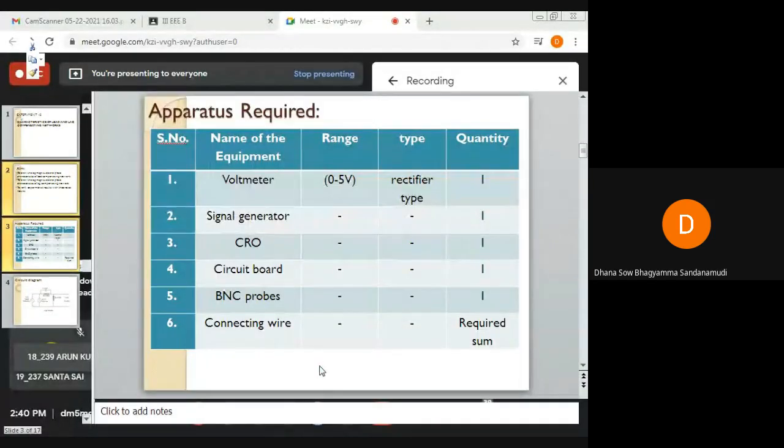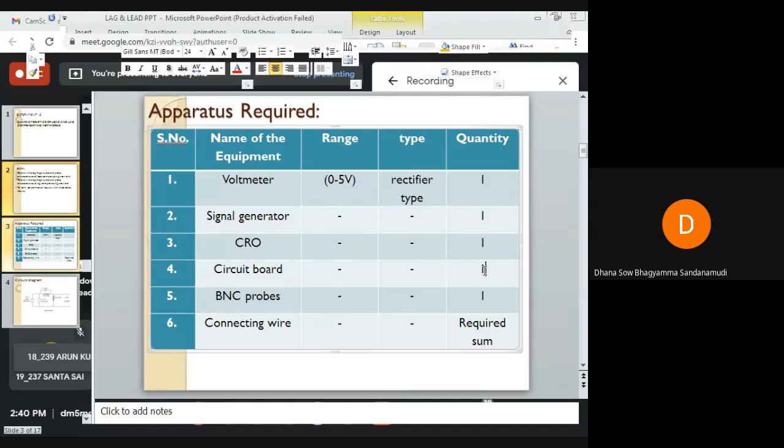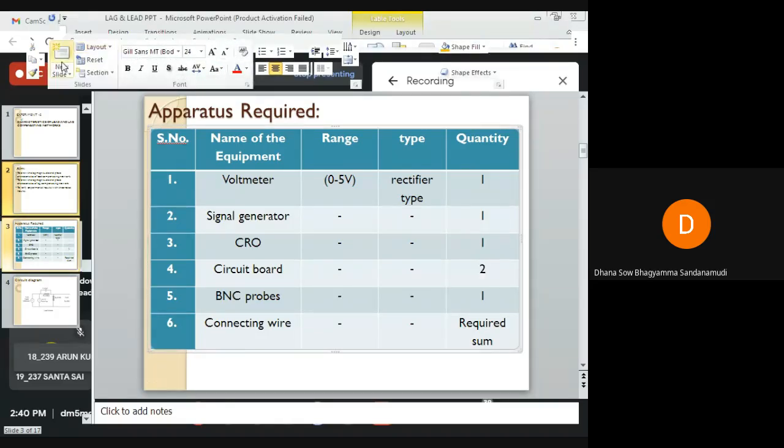The apparatus required: you need a voltmeter of 0 to 5 volts, which is of rectifier type. You need a signal generator. You need a CRO. You need a circuit board of lag compensator as well as a circuit board for lead compensator, so you need two circuit boards, one for lag compensator, one for lead compensator. You need BNC probes.